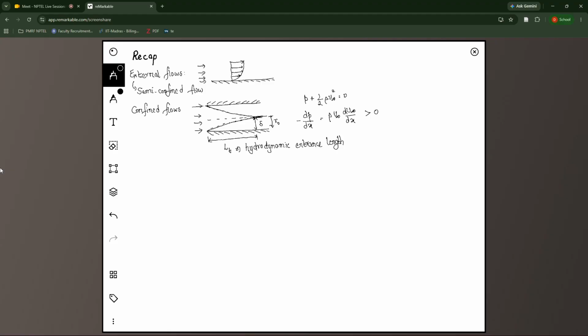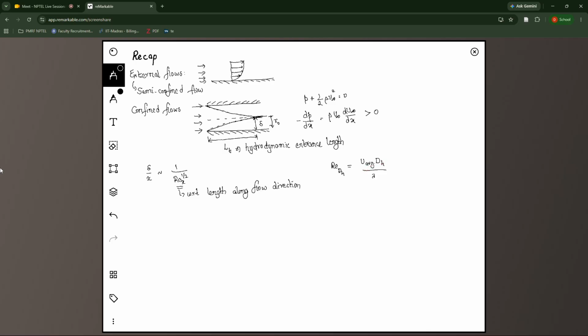Now, from the scaling analysis, we can actually get an estimate of LH. We already know from scaling analysis that delta by x will scale as 1 by Rex to the power half. However, here Rex is defined with respect to length along the flow direction. In internal flows, the definition of Reynolds number itself changes. We use a different definition of Reynolds number, which is based on something called hydraulic diameter, which I'll define in some time, where this Reynolds number is given by U average, the mean velocity, times d, the hydraulic diameter, divided by nu.